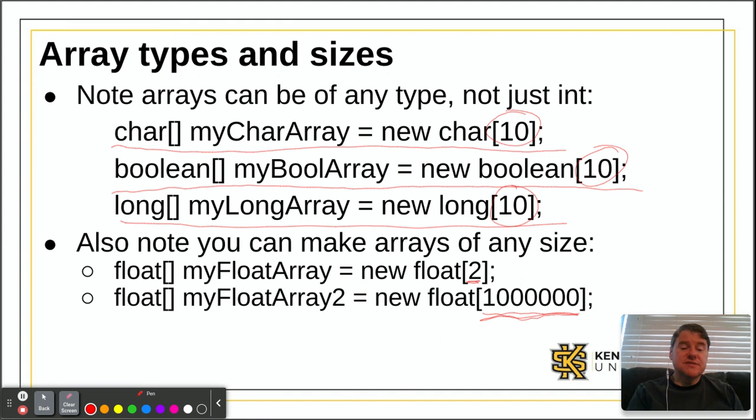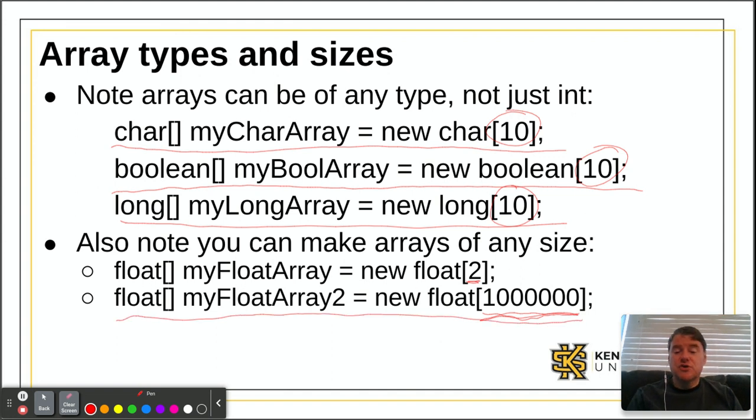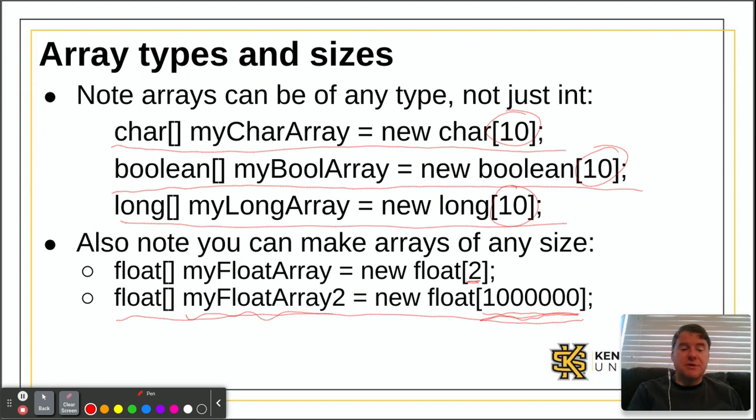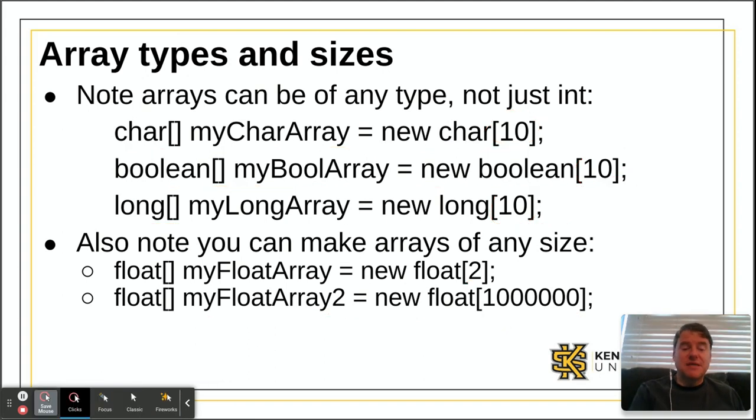So this declaration here creates 1,000,000 cells in an array that each can hold a floating point number. So that's a huge structure. I can put a lot of information in there. And all of it is known as my float array 2. So I just have that one variable name that I have to keep track of, and then it has 1,000,000 cells, which are numbered 0 through 999,999.